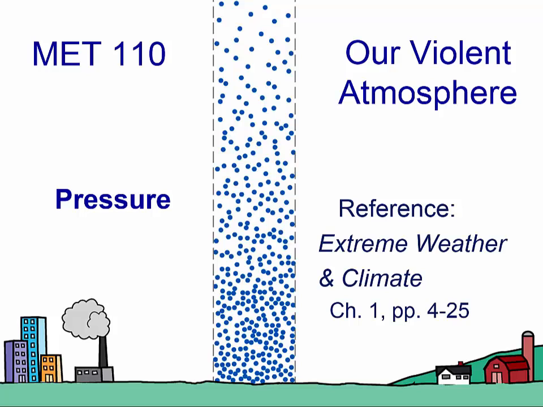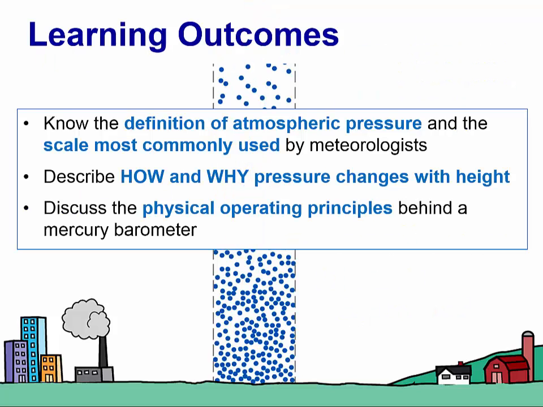Alright class, this video is going to focus on atmospheric pressure. So let's define what that is and then think about the scale that meteorologists use to quantify pressure. Let's also consider how pressure changes with altitude and why that is, and let's discuss the physical operating principles behind a basic instrument that measures pressure, which is a barometer.